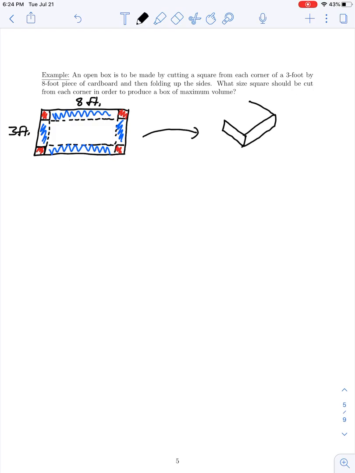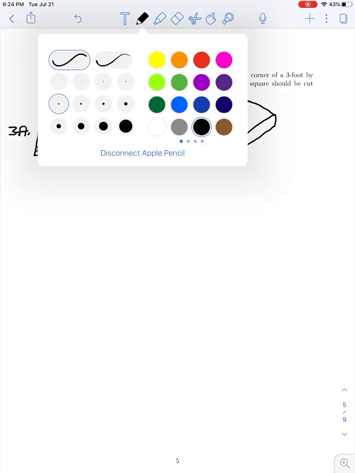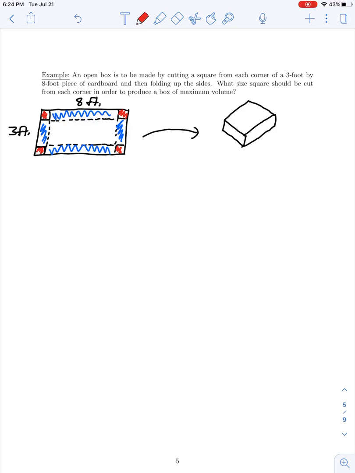Something that looks like the following. All right. And we want to know, well, what size square should we cut from each corner to get the largest box, the maximum volume? So our unknown quantity, the size of the squares that we're cutting from the corner, let's call x. Since this is a square that we're cutting out of the corner, each side has the same length. Let's call it x feet.